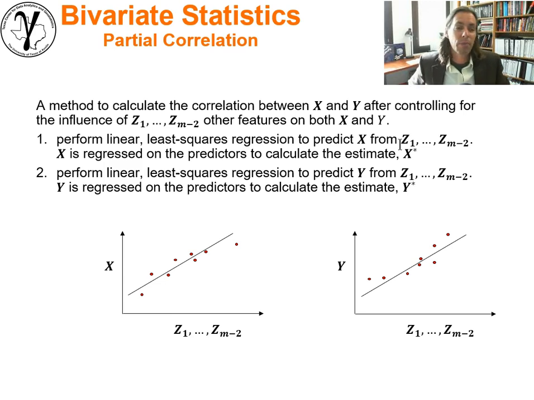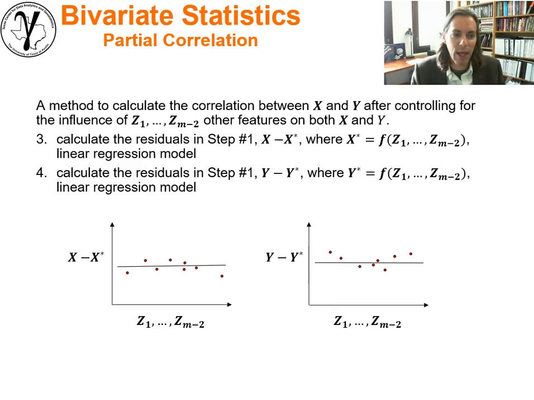Okay, so we take them and we form a multi-linear regression model of all these features to predict x. We repeat the same thing for y. We predict y given all of the other features, z1 through m minus 2, which are the features that are not x or y. So we now have a relationship or a model that allows us to predict x and y from all of the features that we want to control for, we want to remove from the equation. So how do we do that?